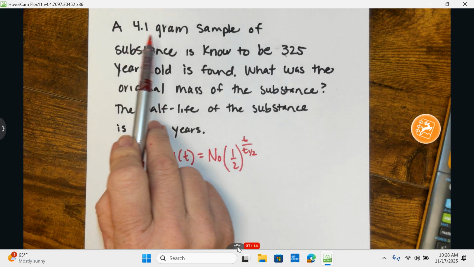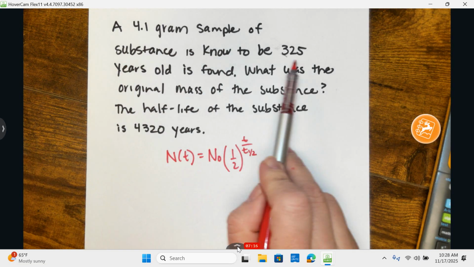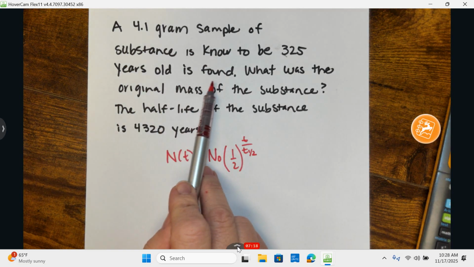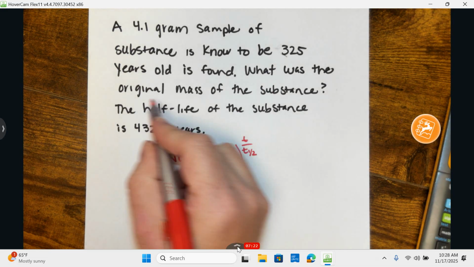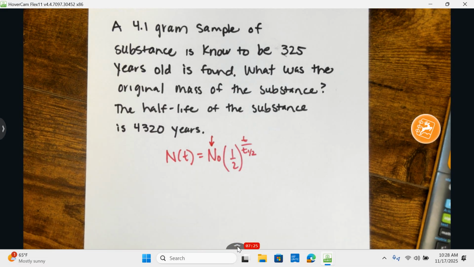A 4.1 gram sample of a substance known to be 325 years old is found. What is the original mass of the substance? Okay, so I want to know the original mass. This is what I want to know. What is that initial or original mass?